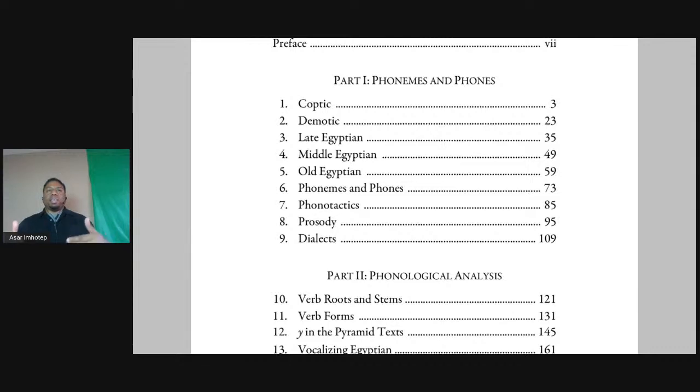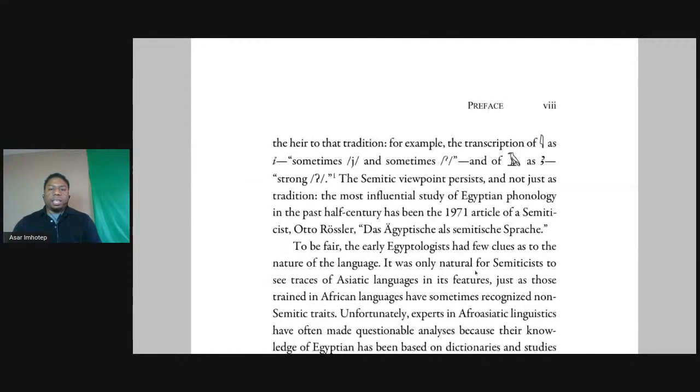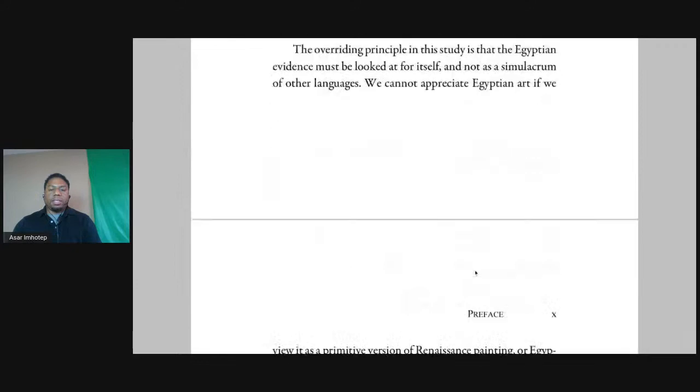And so that has been the methodology that other scholars have used with Semitic. Oh, this appears to correspond with this word in Arabic. Therefore, the Egyptian must have these sounds to match the ones that are in Arabic. And that's a no-no in linguistics, especially since Africanists have a real big problem with actually doing the historical comparative method. And so because they don't do that, there's been a lot of guesswork behind the values of the phonology. So this is something that he tackles in the first part of the text.